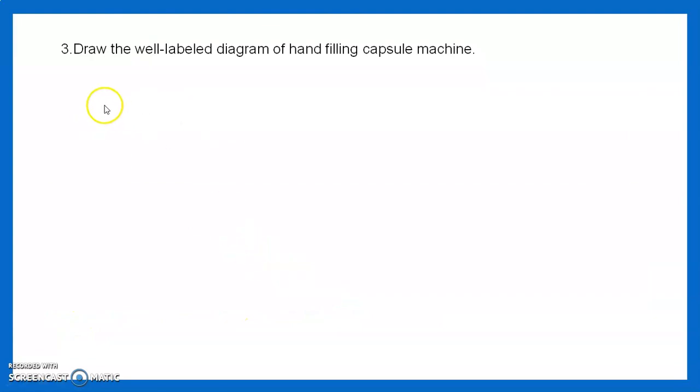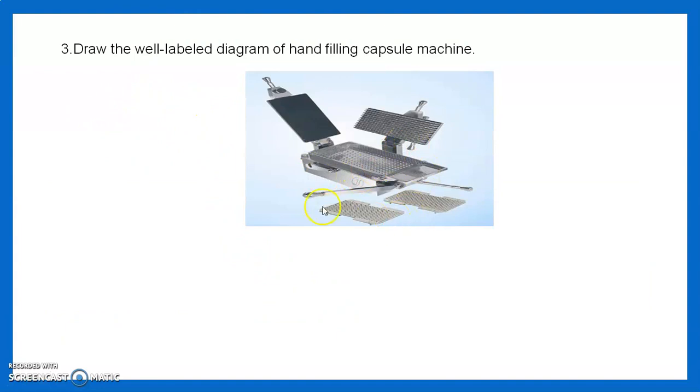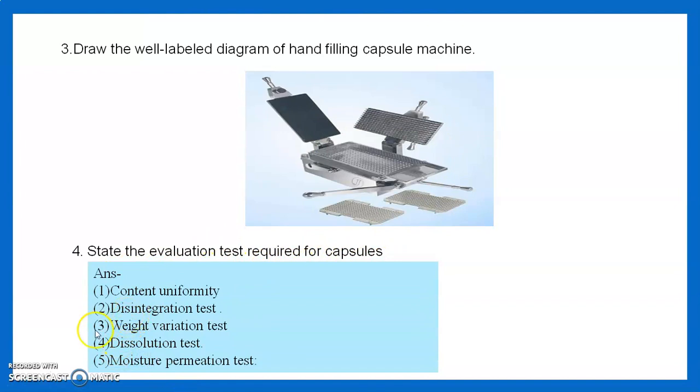Then the next question is, draw the well labeled diagram of hand filling capsule machine. This is the hand filling capsule machine. Then next question is, state the evaluation tests required for the capsule. Different evaluation tests for the capsule are content uniformity, disintegration test, weight variation test, dissolution test, moisture permeation test.